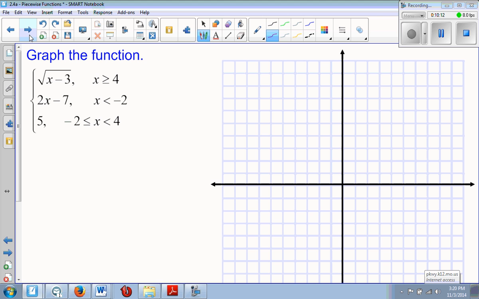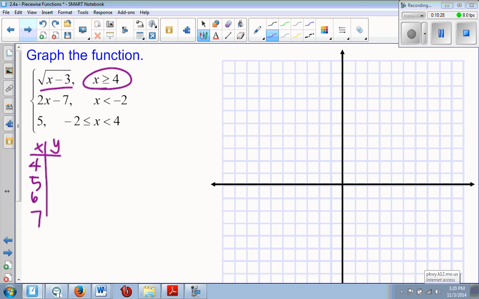Last one has 3 equations. So in order to graph these, we're going to make 3 separate XY tables. Let's talk about the first one. This one involves numbers bigger than 4, so we're going to start at 4 and go up: 5, 6, 7.